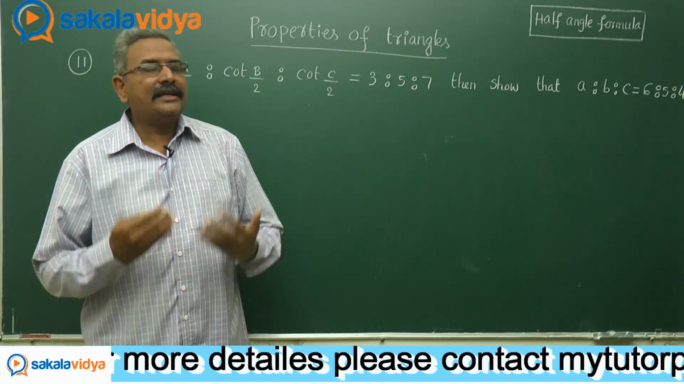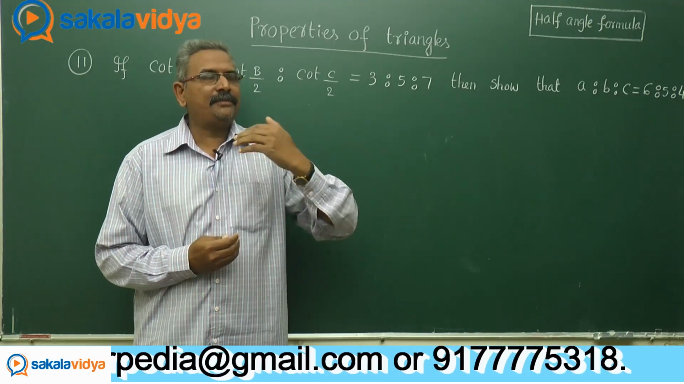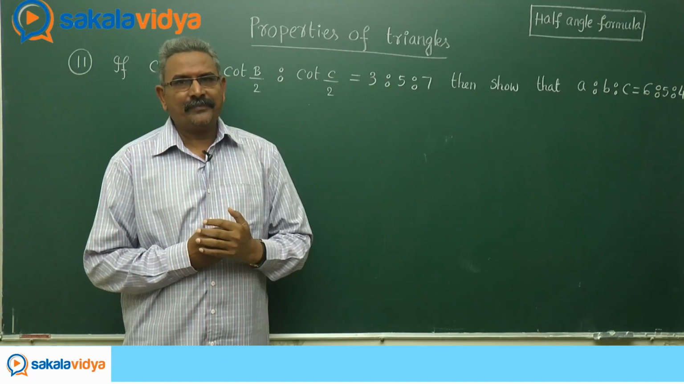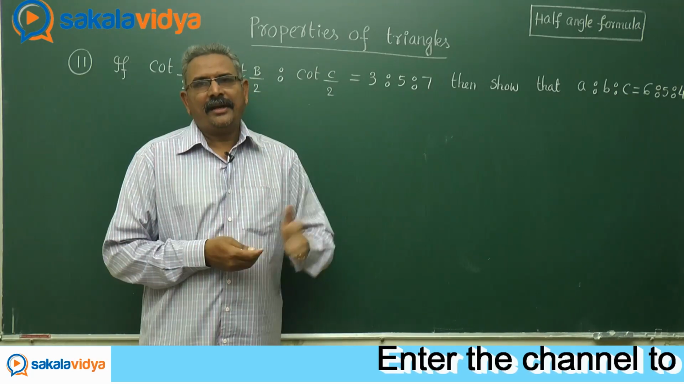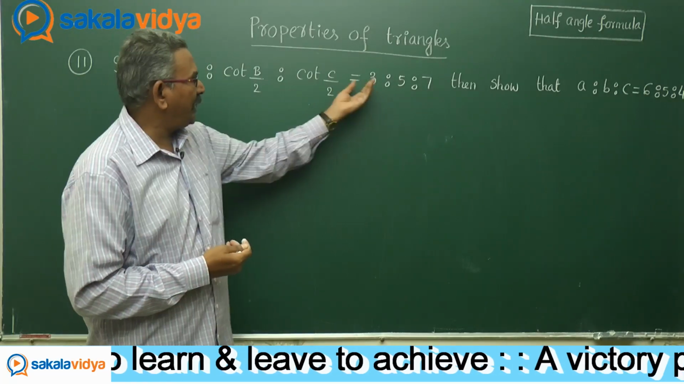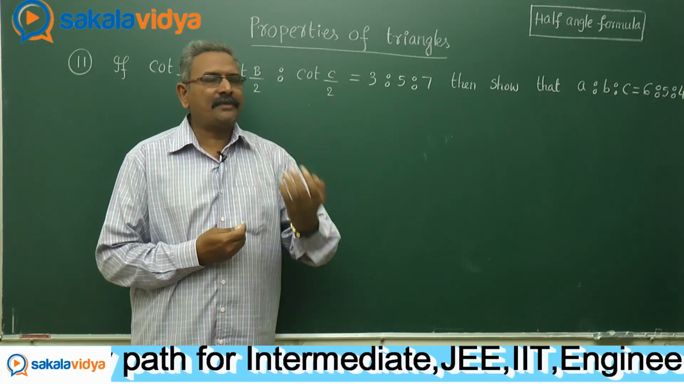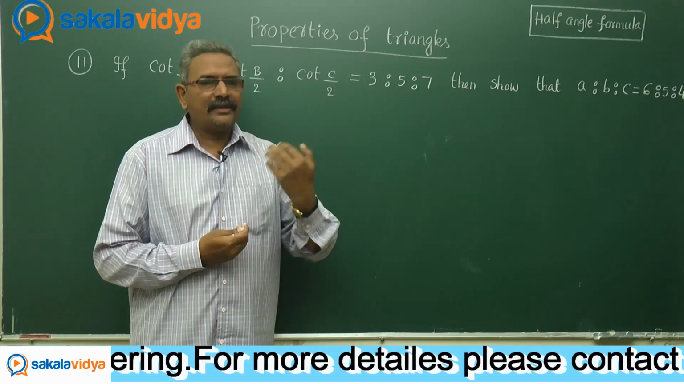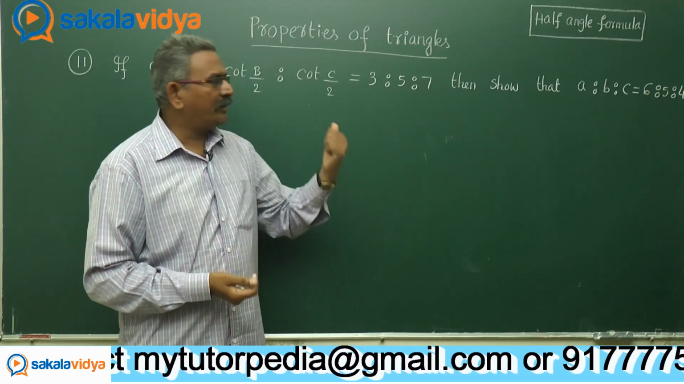Cot A/2 is s(s-a)/Δ. Cot B/2 is equal to s(s-b)/Δ. Now we can expect the cot C/2 value, that is s(s-c)/Δ. So let us substitute. Being a ratio, Δ gets cancelled and s also gets cancelled. So (s-a) : (s-b) : (s-c) is also 3 : 5 : 7. With the help of this we will get the a value, b value, c value, then find out the ratio among a, b, c. So that is the method we have to adopt regarding this problem.